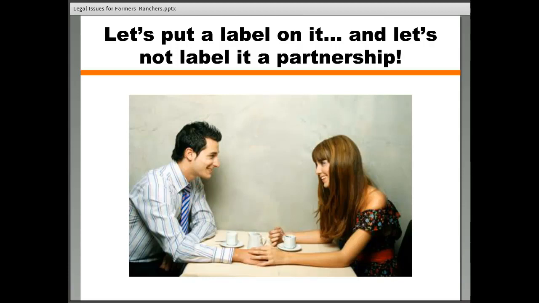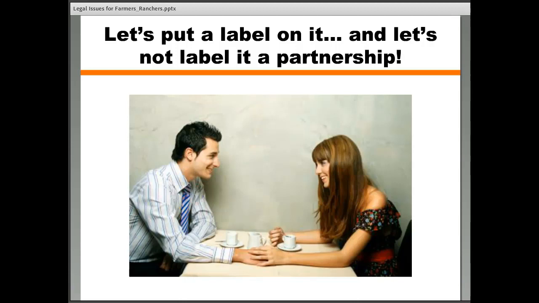And you might not have ever intended to be in a partnership with your landlord or your tenant. Partnership carries a lot of strings to it. If one of the partners, for example, can't pay a debt, they might be able to go after the partner to seek satisfaction of that debt.